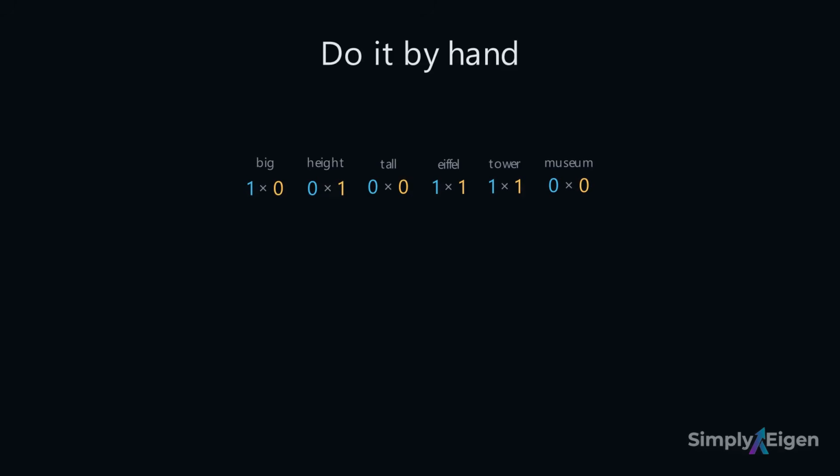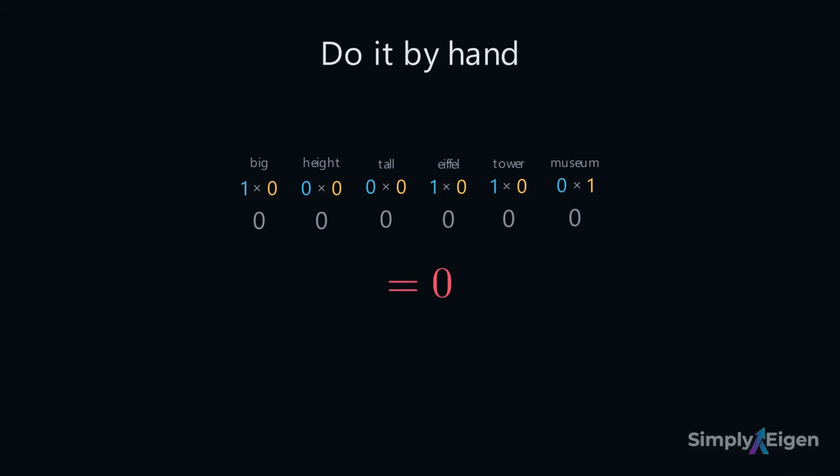Run it on the first 2 sentences. Big, 1 times 0 is 0, height 0 times 1 is 0, tall 0, Eiffel 1 times 1 is 1, tower 1 times 1 is 1, museum 0. Add them up and you get 2. Now run exactly the same thing on the Eiffel sentence and the museum sentence. Every single product is 0, because wherever one of them has a word, the other does not. The total is 0. Not small. Exactly 0. Here is why that number means anything at all.